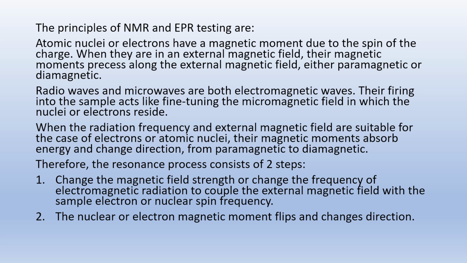Therefore, the resonance process consists of two steps. 1. Change the magnetic field strength, or change the frequency of electromagnetic radiation, to couple the external magnetic field with the sample electron or nuclear precession frequency. 2. The nuclear or electron magnetic moment flips and changes direction.